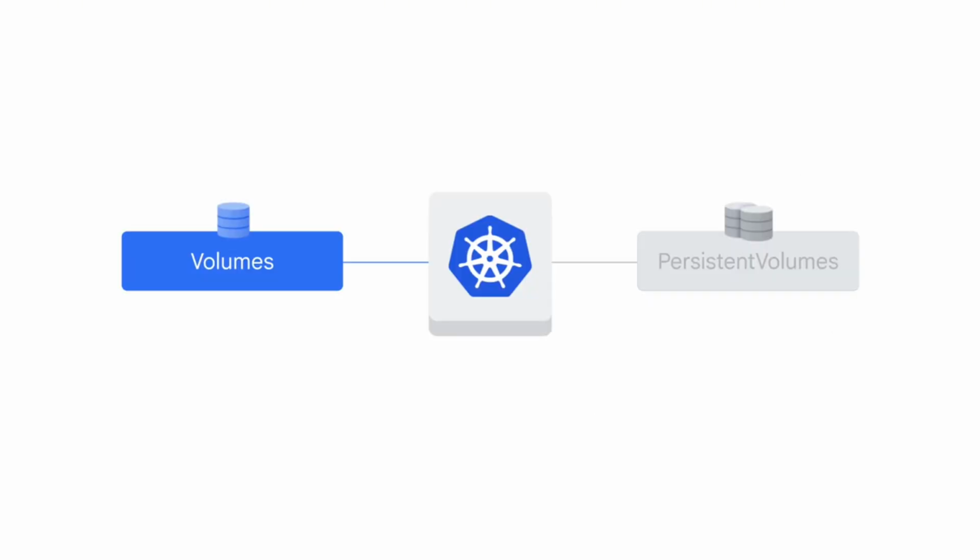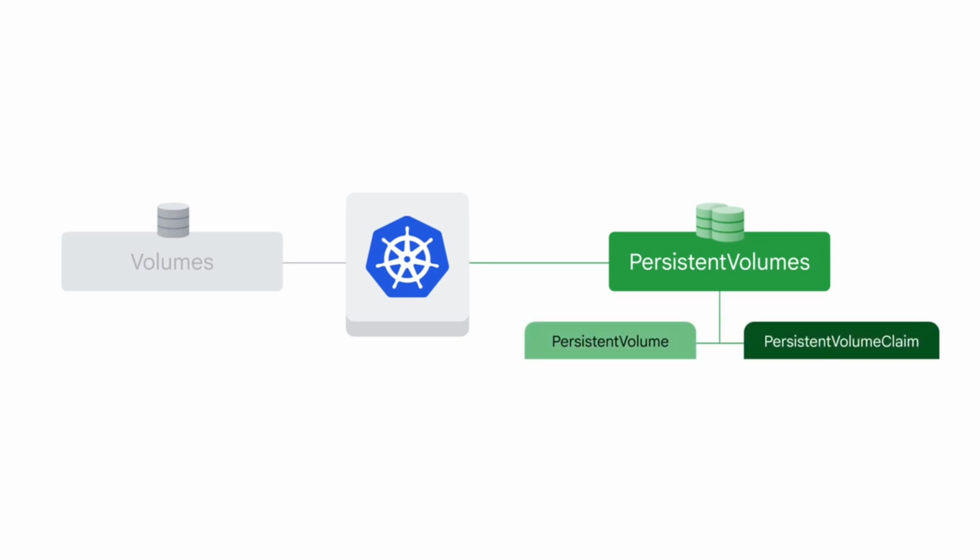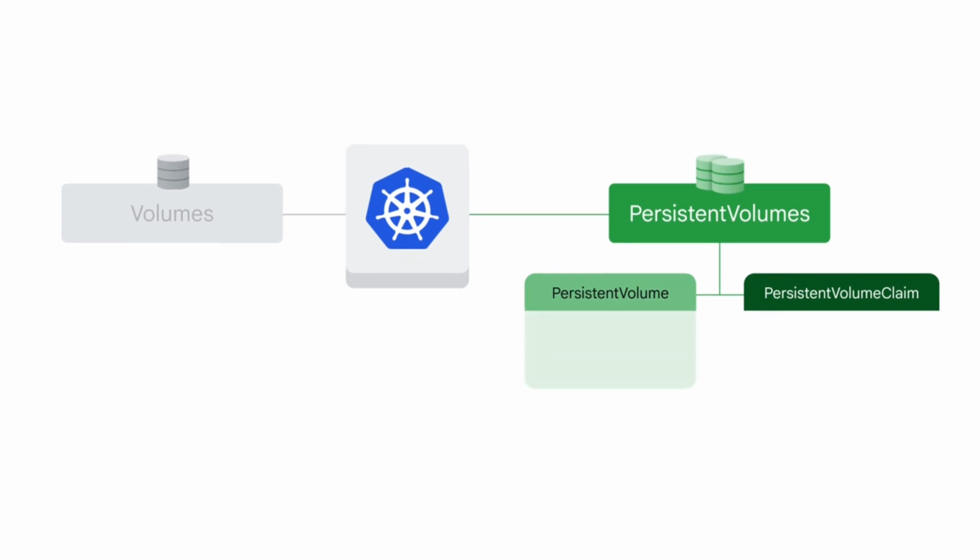Along with ephemeral volume types, Kubernetes offers a durable volume type, persistent volume. The persistent volume abstraction has two components, persistent volume, or PV, and persistent volume claim, or PVC. Let's define both, starting with persistent volume.